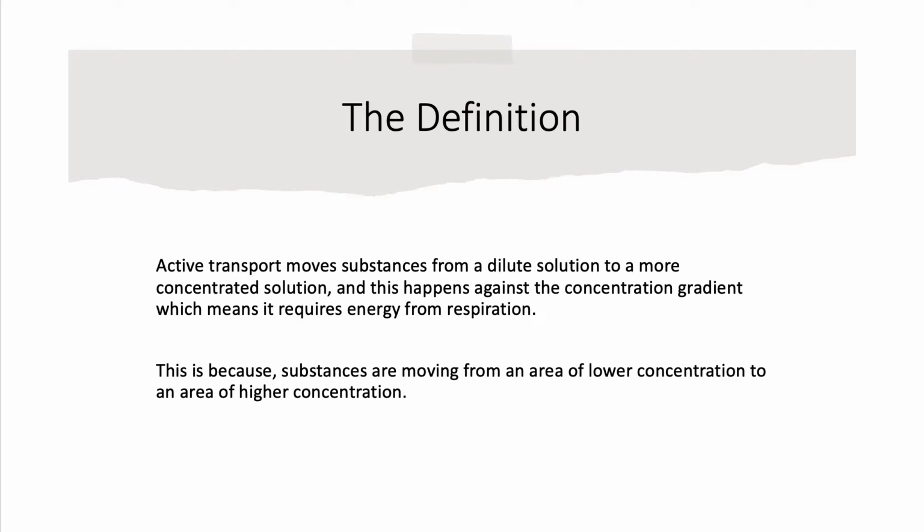So first of all, the definition is, active transport moves substances from a dilute solution to a more concentrated solution. So a dilute solution is where there is more water, and a concentrated solution is where there is less water, and this happens against the concentration gradient, which means it requires energy from respiration. This is because substances are moving from an area of lower concentration to an area of higher concentration. So against the concentration gradient means going from a lower concentration to a higher concentration.